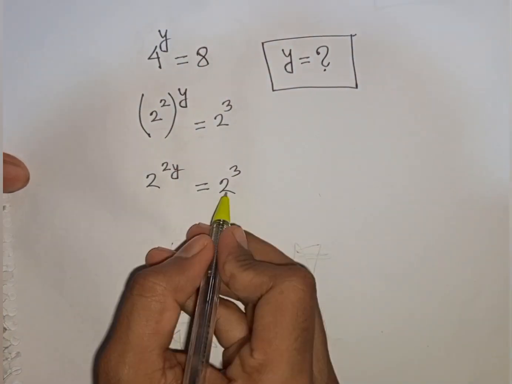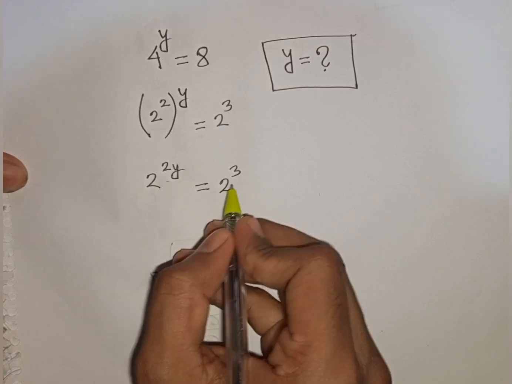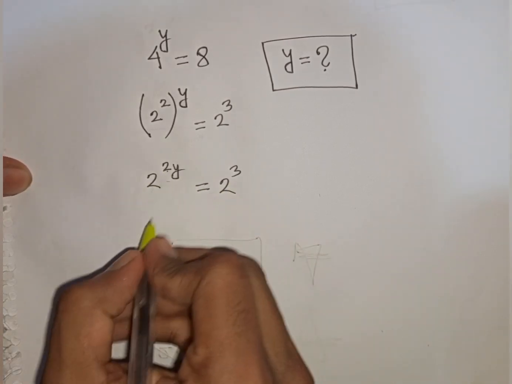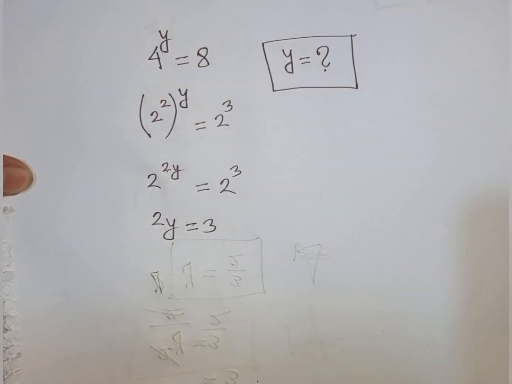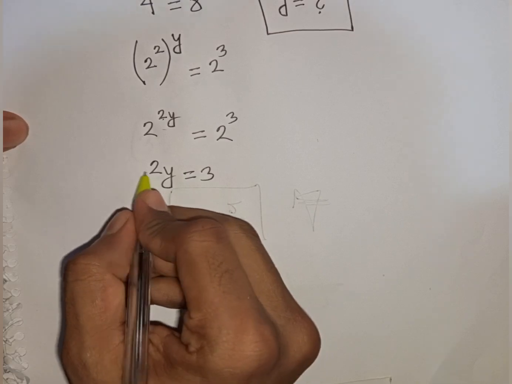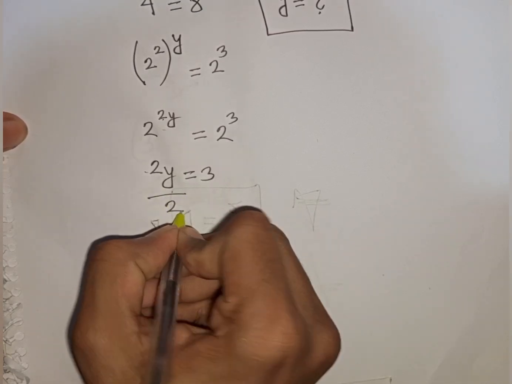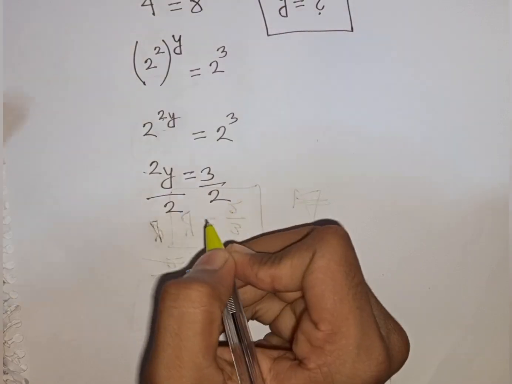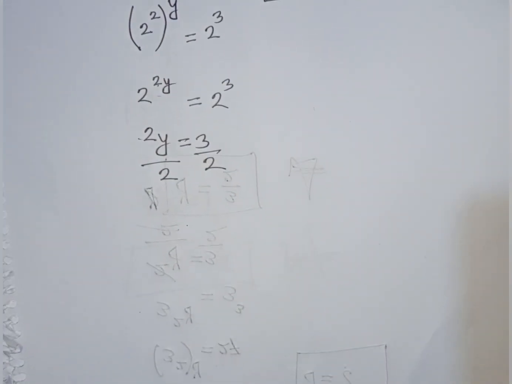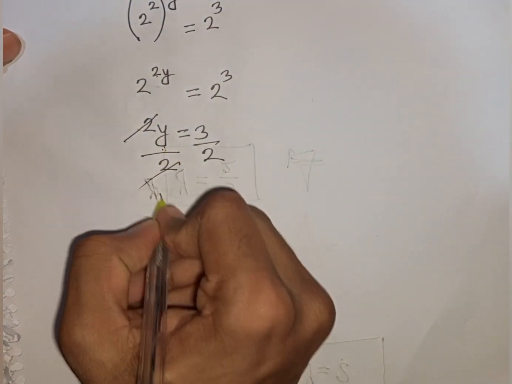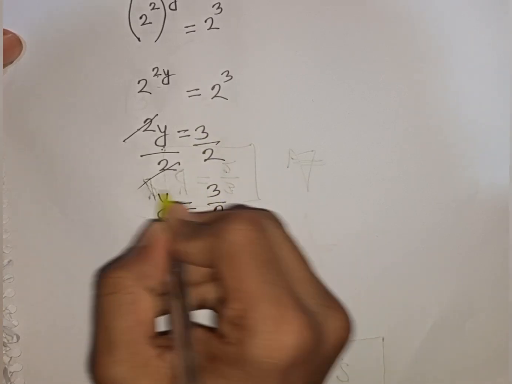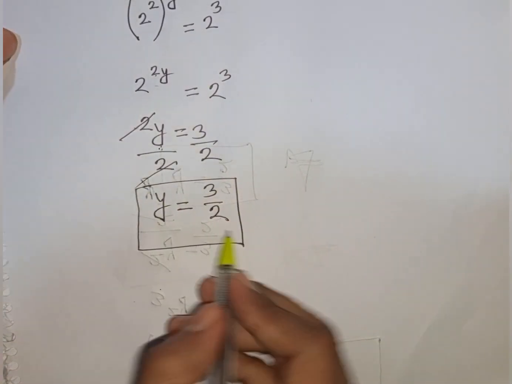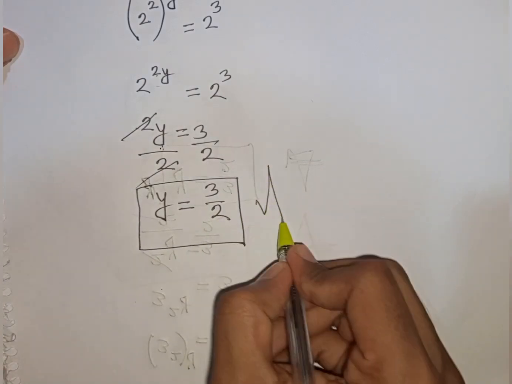Now we see the same base 2, so the base will be cancelled, power will be equal to power, so it will be 2y is equal to 3. Now we need the value of y, so divide by 2 on both sides. Now this 2 will be cancelled. Now y will be equal to 3 by 2. So this is the value of y, so this is our final answer.